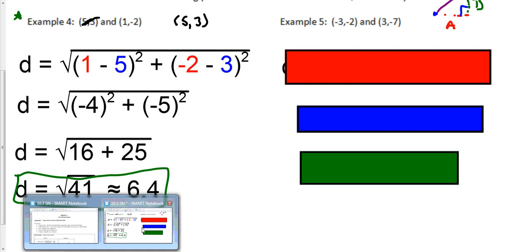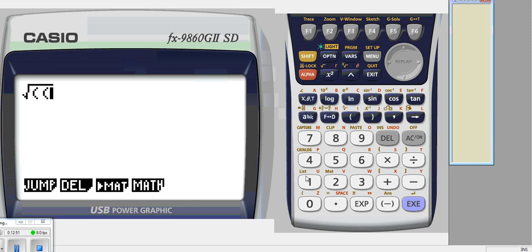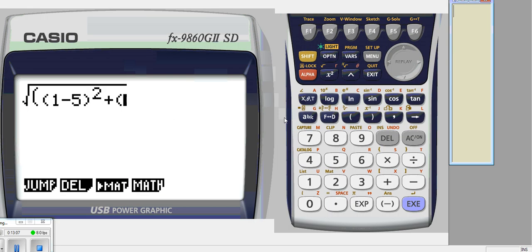Now, going back to the problem, it was 1 minus 5 squared. We're going to plug that in, 1 minus 5. Close my parentheses so I know it's this whole thing that's getting squared. That's being added to negative 2 minus 3. That whole thing squared. So negative 2 minus 3 is all being squared. And then all of this was still in the parentheses together, part of the square root.